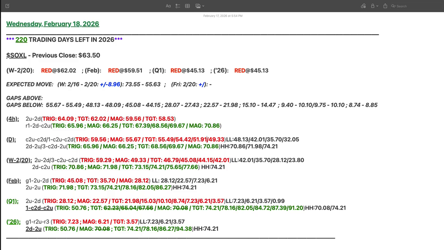Oops, that should be magnitude of 49.33, right? Now to the upside, we would have a 2 down, 2 up, triggering at 65.96, magnitude being 66.25, which would then kick off that 3 combo 2 down, 2 up, with a couple of targets on the way up to the ultimate magnitude of 70.86.